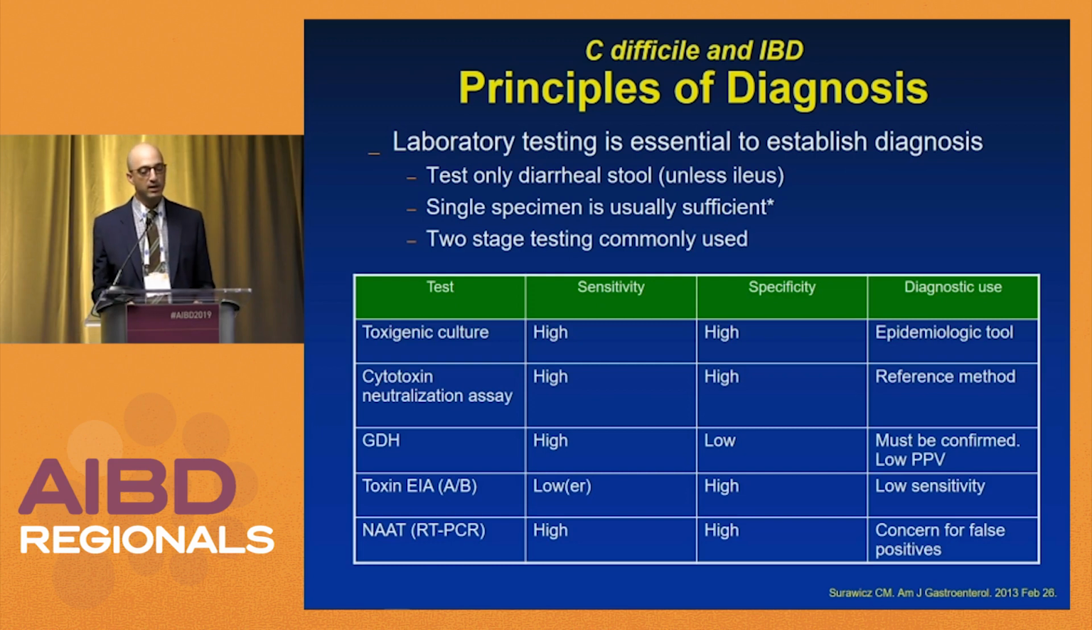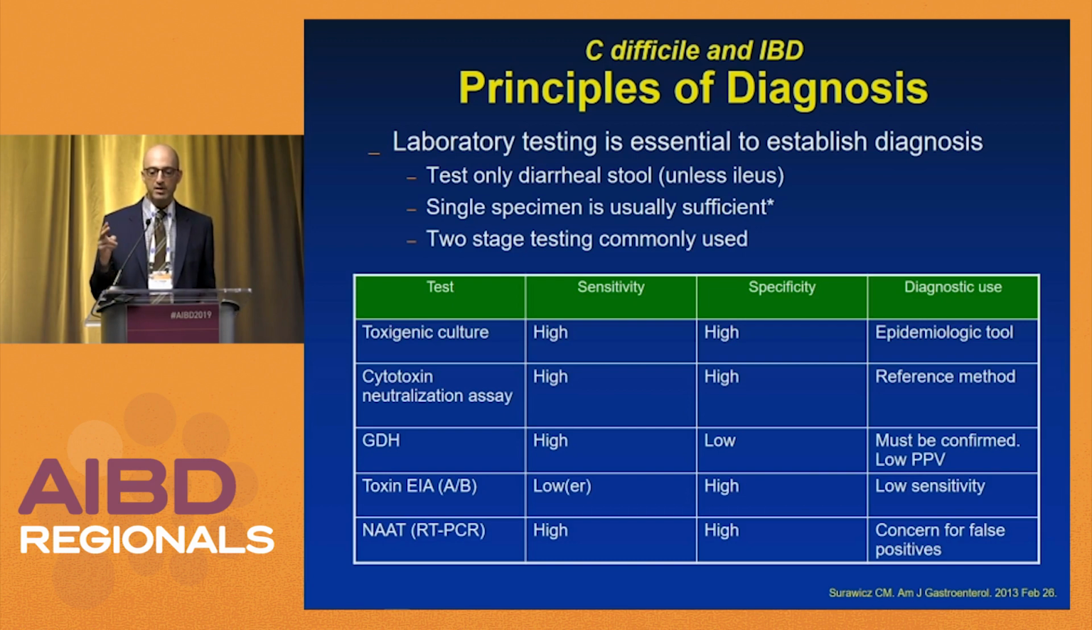GDH is a protein in the coat of C. diff and does not detect toxin. So it's not recommended to use GDH alone as a test to diagnose C. diff. It has a high sensitivity but a low specificity. So if you have a positive GDH, it's recommended to reflex to either a toxin-based test, and when we're talking about toxin, we're typically talking about an enzyme immunoassay actually detecting toxin in the stool, or a PCR-based test. The toxin-based test has a lower sensitivity but a high specificity.